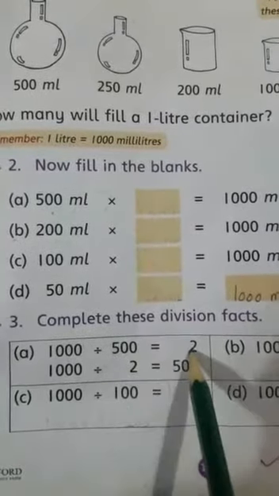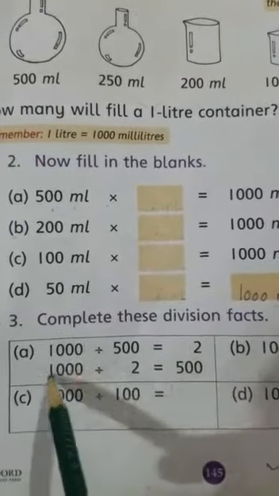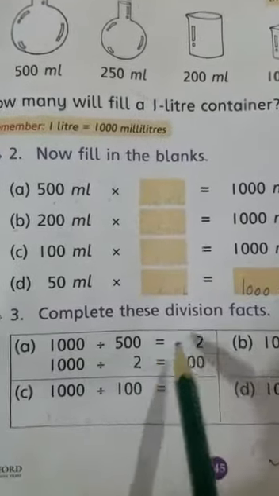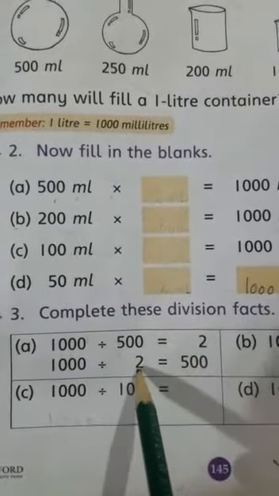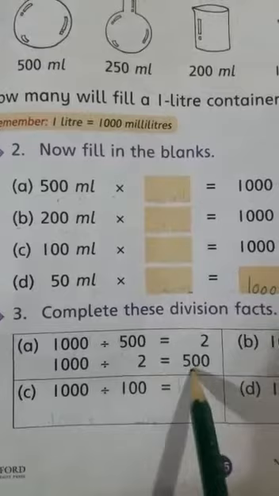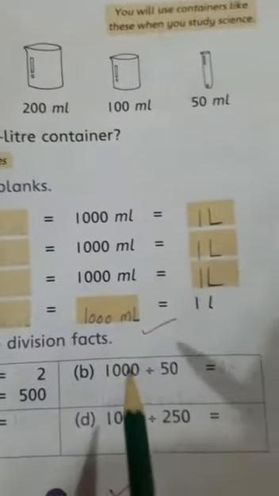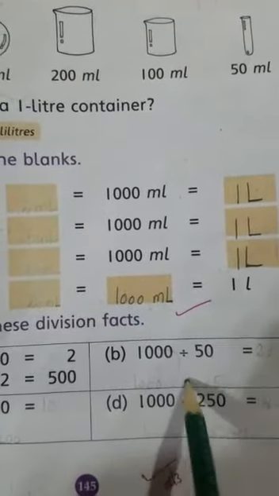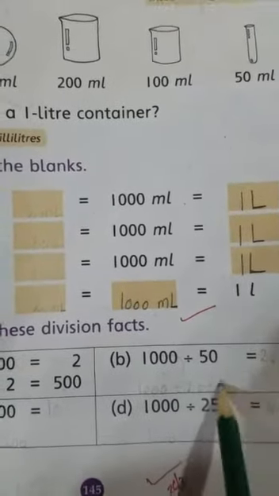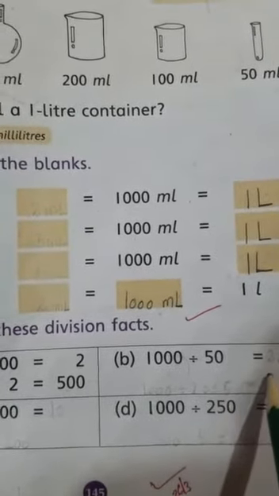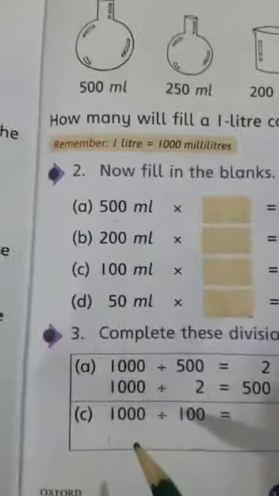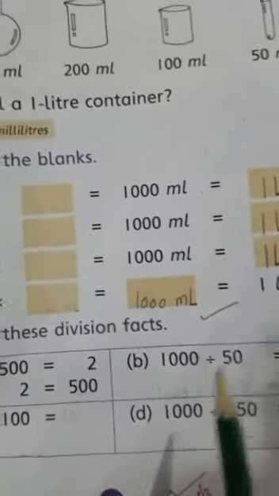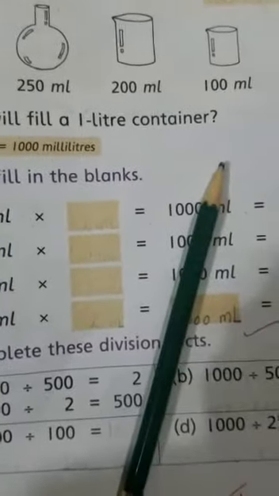1000 divided by 500 gives us the answer 2. Now 1000 divided by 2. Because the answer comes to 2, we will divide again by 2, which gives us this answer. Now in number B, 1000 divided by 50. We have to write the answer. Then whatever the answer comes to, you have to divide 1000 by that answer and write down the result. In number C and number D, you have to do it in the same way.